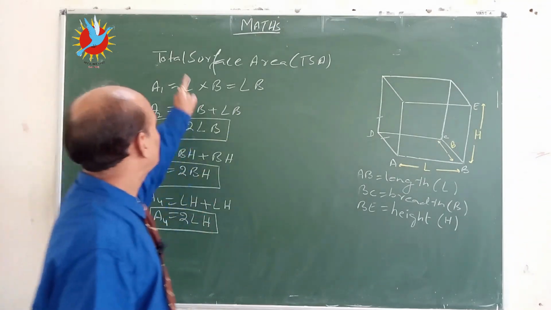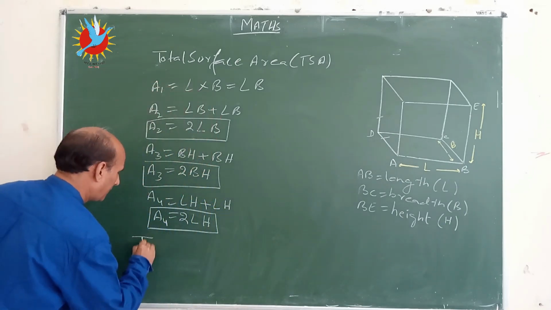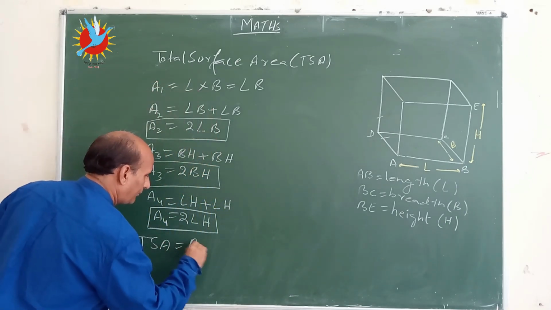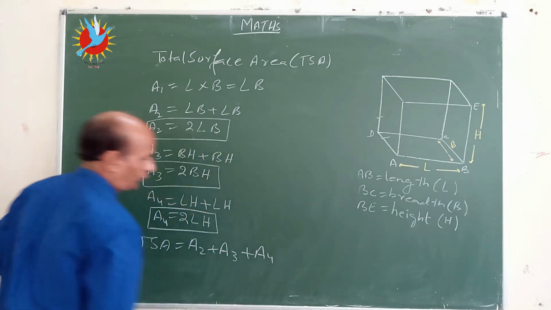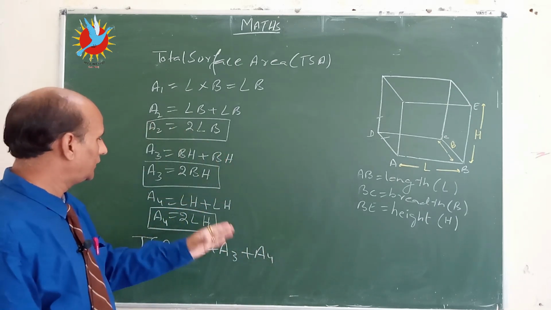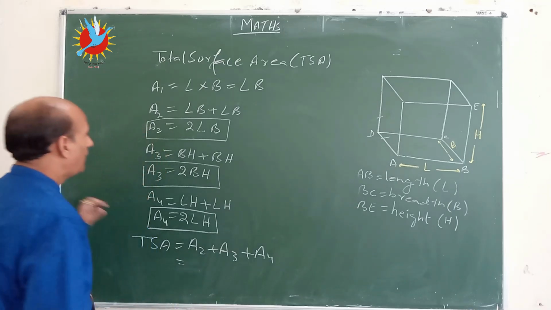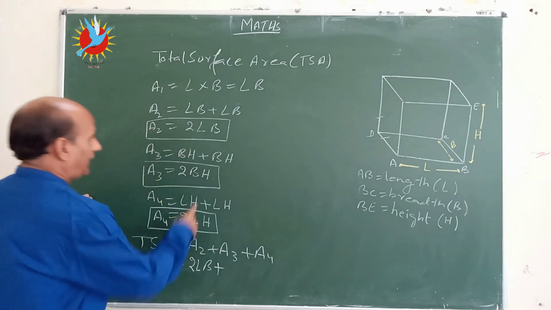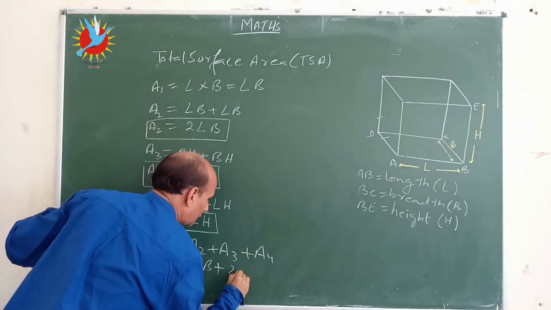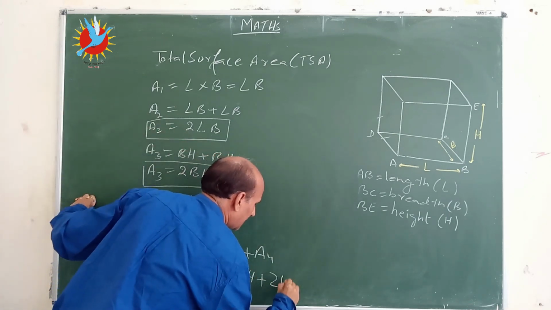So now for the total surface area, we will add all the areas A2, A3 and A4. If we add all these surfaces, we will get the total surface area. So let us add. A2 is twice LB, A3 is twice BH and A4 is twice LH.